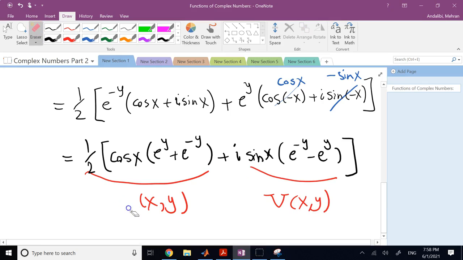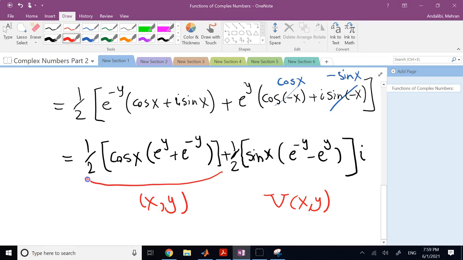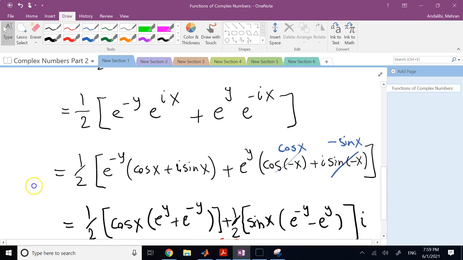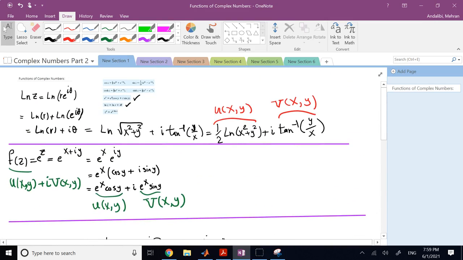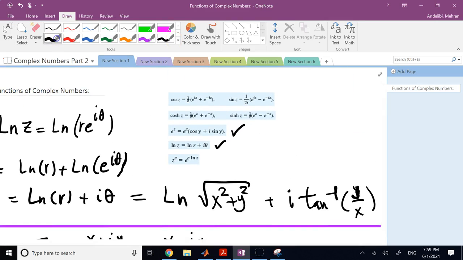If you want, I can put the 1/2 behind both of them. So I make it something like this. And now you can say this is u of x and y, and this is v of x and y. Okay, and similarly, you can develop the similar thing for sine of z. Okay, so that's these definitions for cosine and sine.